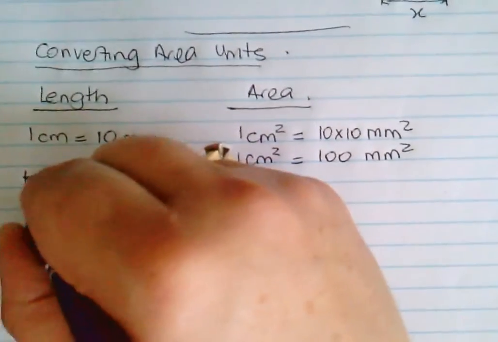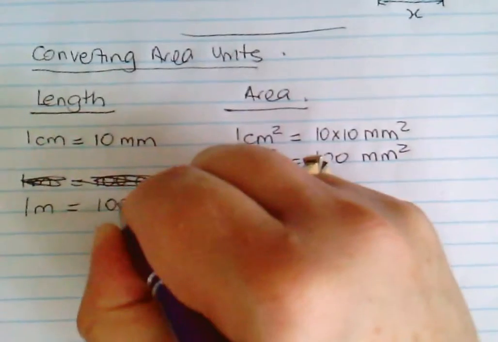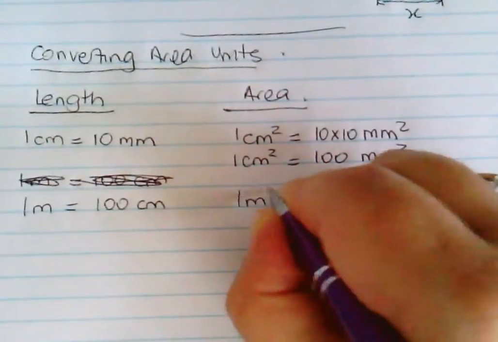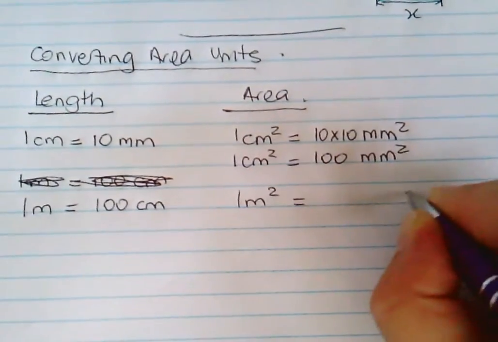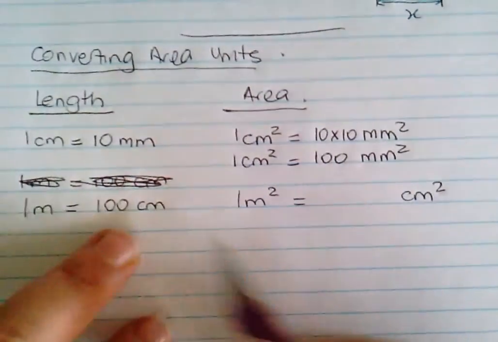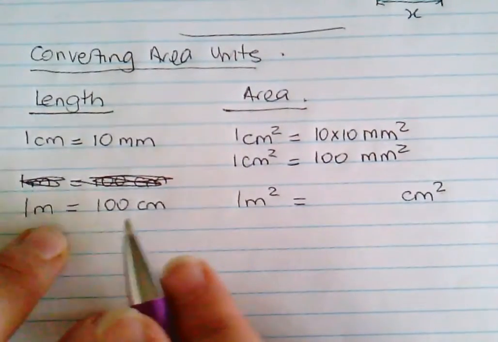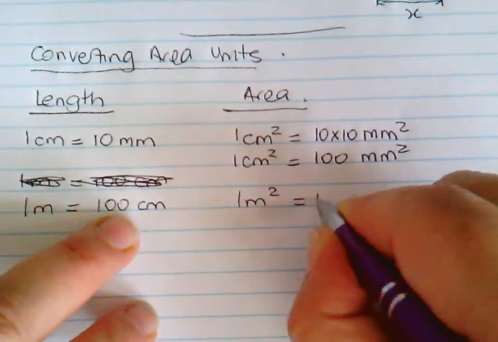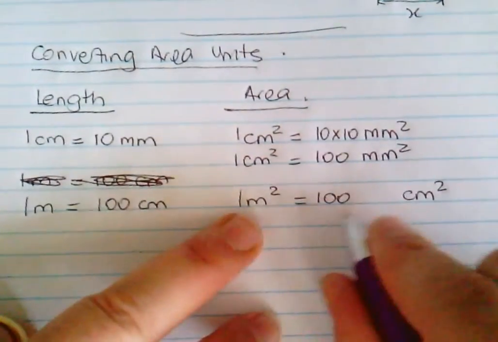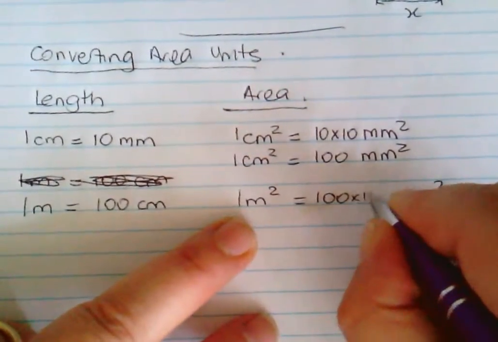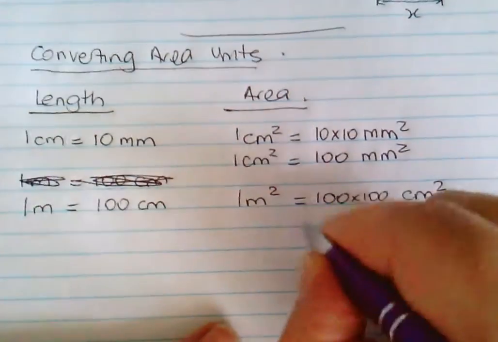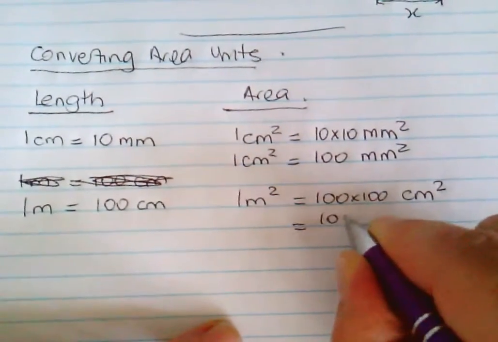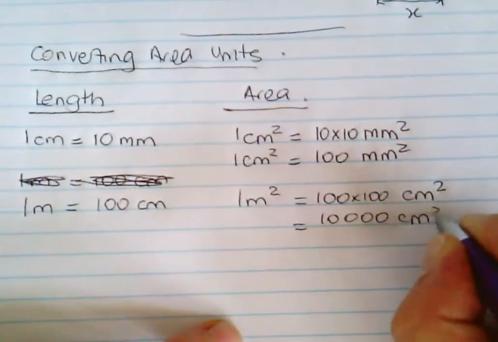All right? So we know that 1 metre is 100 centimetres. But if we want to convert from metres squared to centimetres squared, we know that to do the ordinary conversion that's not squared, we do it once. But if we want to do a squared area conversion, we do the conversion twice. Okay, so that's 4 zeros, 10,000 centimetres squared.